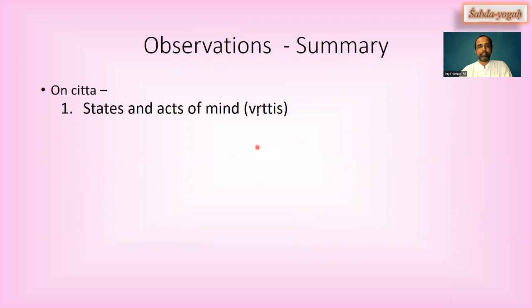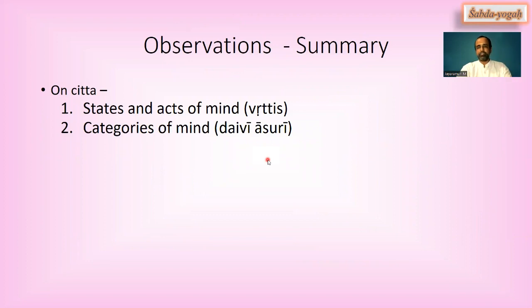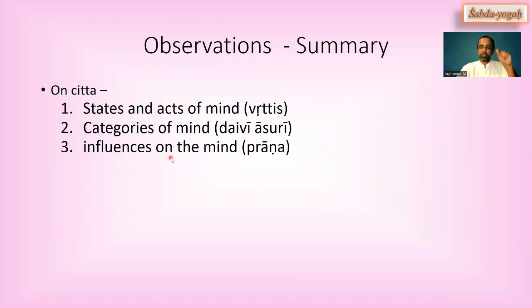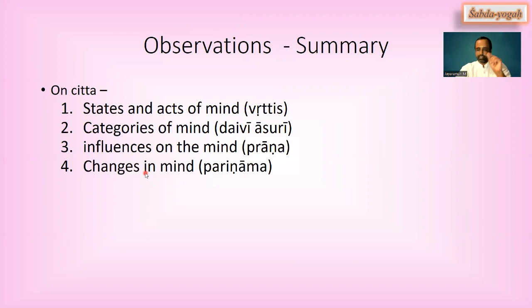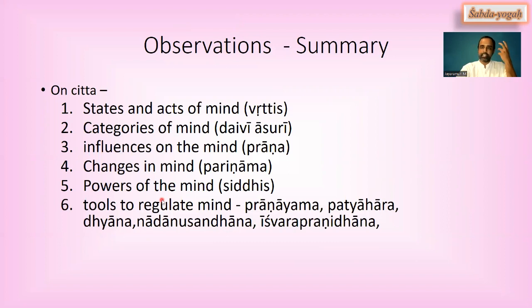Just to sum up what we have seen in all these references: the states and acts of the mind in terms of vritti, and categories of mind, daiva and asura minds, how they operate, how the chitta has a role there, and how the chitta's attributes are to be absorbed in an asuri mind. Then what influences the mind, especially prana, and the subtle changes in the mind: nirodha, samadhi, ekagrata, parinamas, and the powers of the mind, parachitta jnanam, chitta sambhita, parasharira aveshaha. All these possibilities, potentials and great powers of the mind, and then tools to regulate the mind.